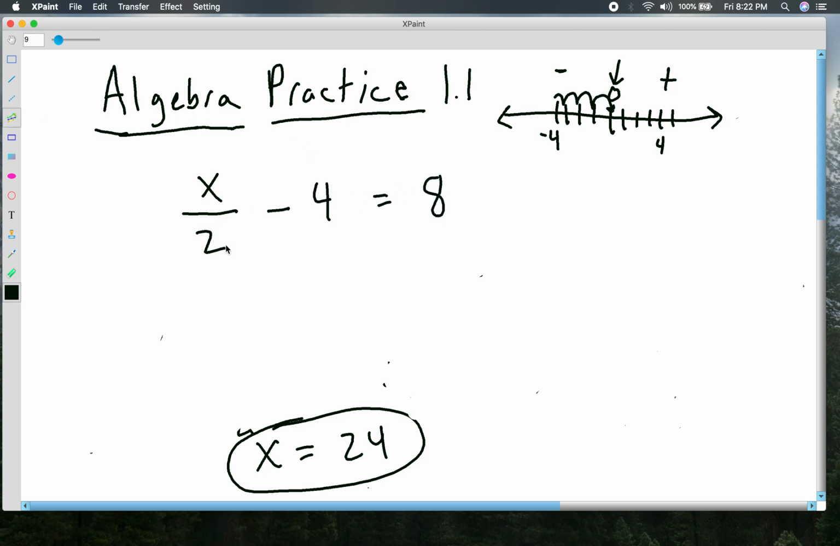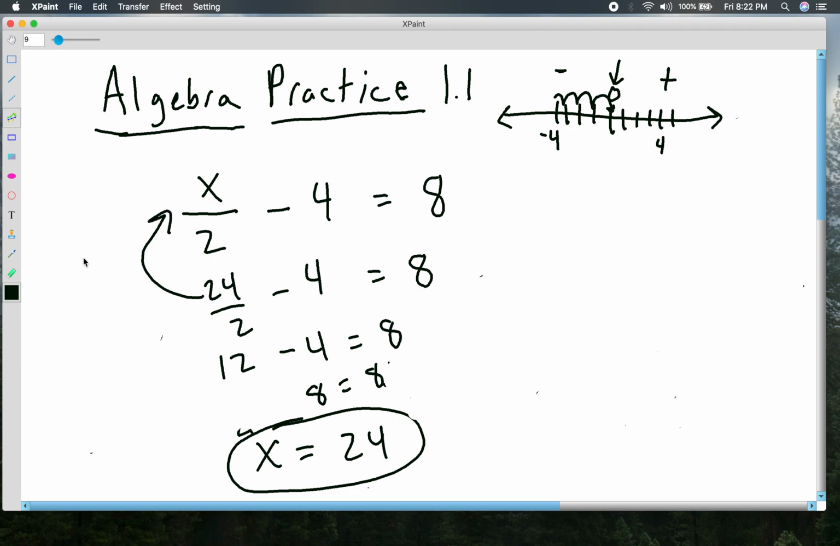x divided by 2 minus 4 equals 8. Okay, so let's plug in 24 for x. 24 divided by 2 minus 4 equals 8. Order of operations says always do division or multiplication before addition and subtraction. So 24 divided by 2 is 12. Bring down the minus 4 equals 8. 12 minus 4 is 8. 8 equals 8. Therefore, x as 24 is correct.